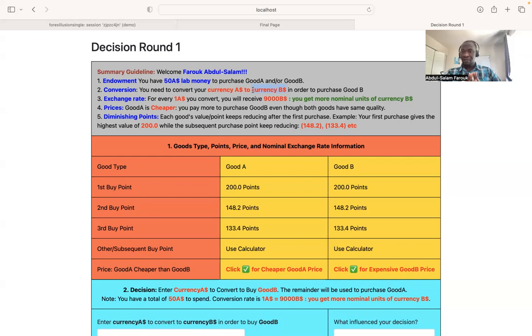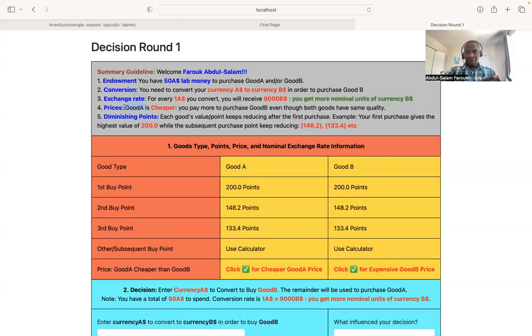So whenever you are interested in purchasing good B, just remember you would have to convert your currency from A to B. Now, with any conversion, as I mentioned, there's going to be an exchange rate attached to it. So for instance, whenever you change one A currency, you might get 9,000 of B currency. So that's something that you can keep in mind. Whenever you convert one particular currency, how much are you going to get in terms of the other country's currency? That's going to be the exchange rate here, clearly defined.